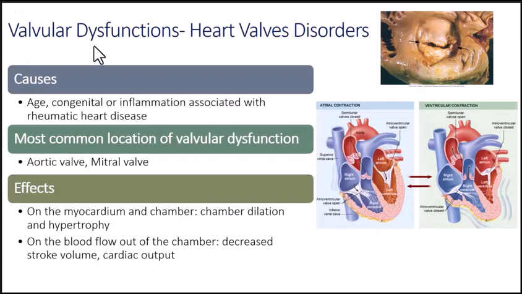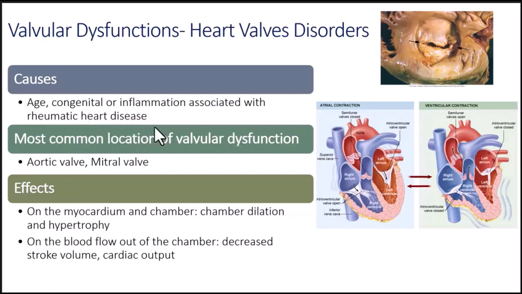So why does valvular dysfunction occur? Well, age alone can be a factor. With age and the changes that occur in tissues, they can become dysfunctional. Some people can be born with a valve disorder, and we would call that congenital. Some people can be born with a predisposition to developing a valve disorder. Or inflammation can be present that's associated with rheumatic heart disease, as an example.